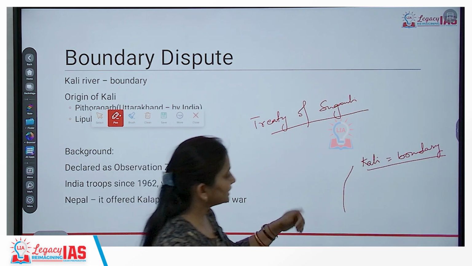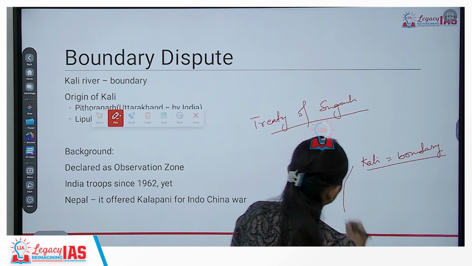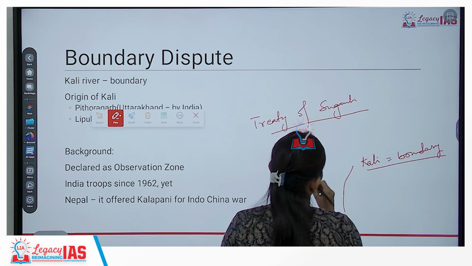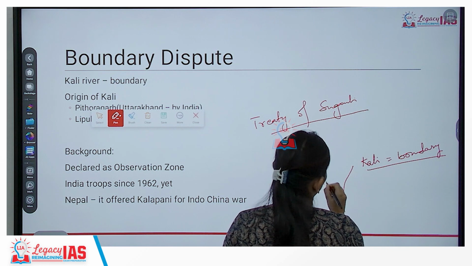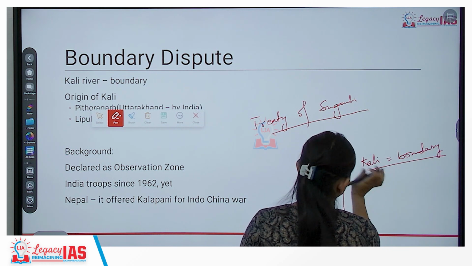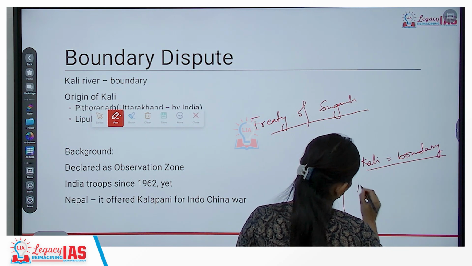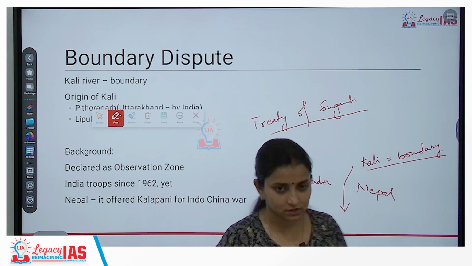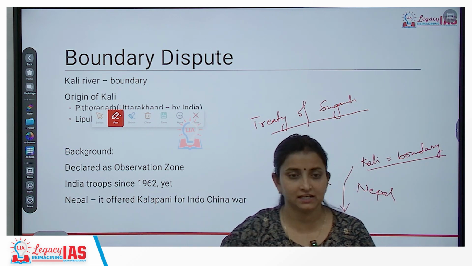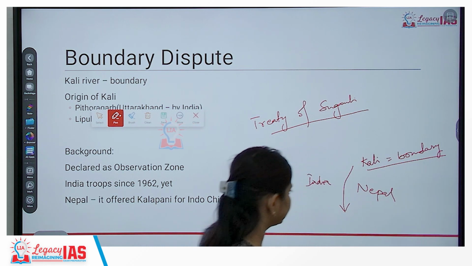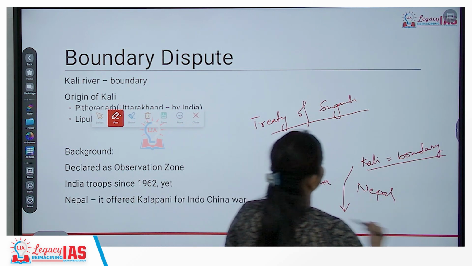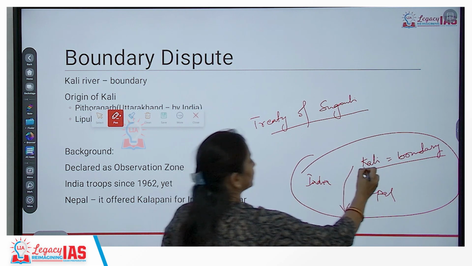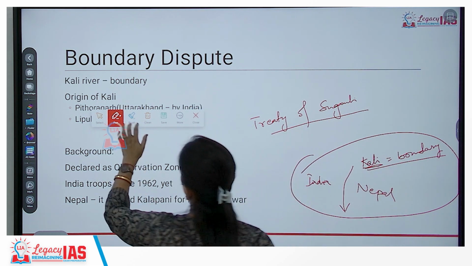Okay? Anything which lies to the east of River Kali will be belonging to India and anything that lies to the west of River Kali will be belonging to Nepal. So, the river flows like this. So, to the eastern side is India and to the western side is Nepal. Okay? So, there was no problem till here. But the origin of Kali became the problem.